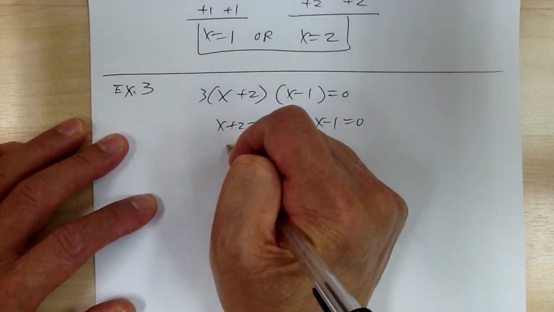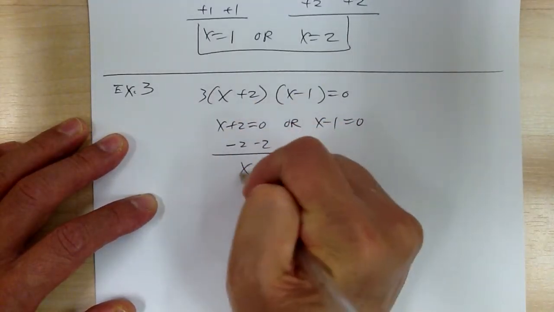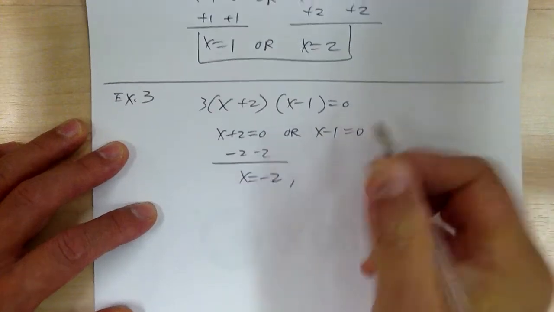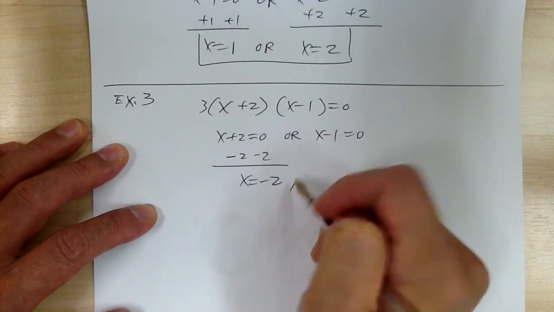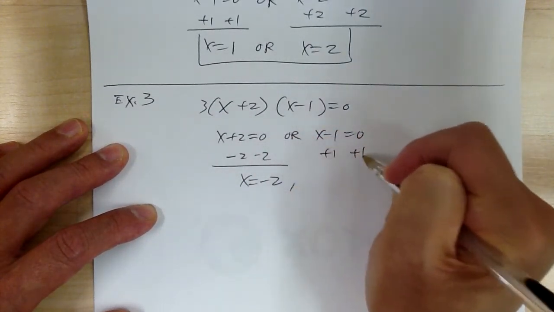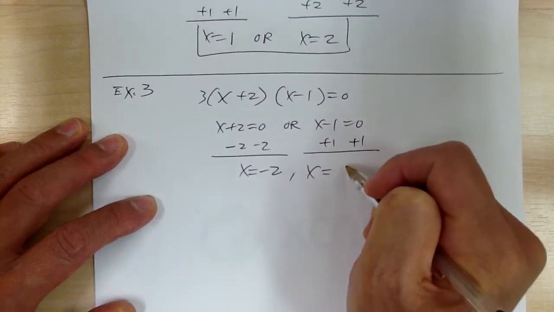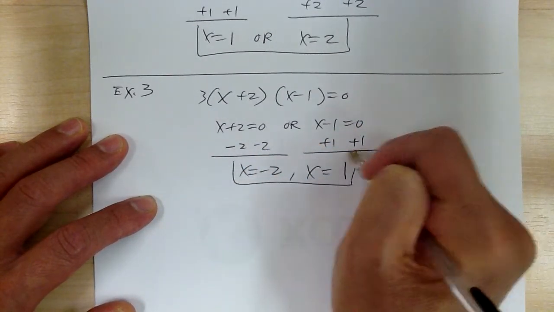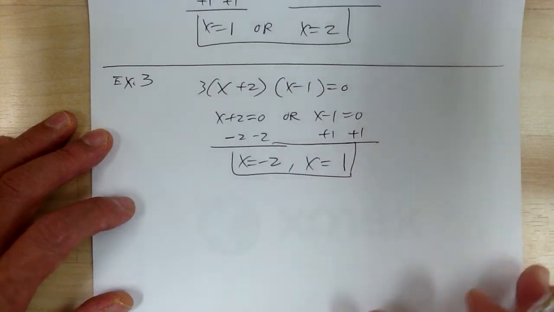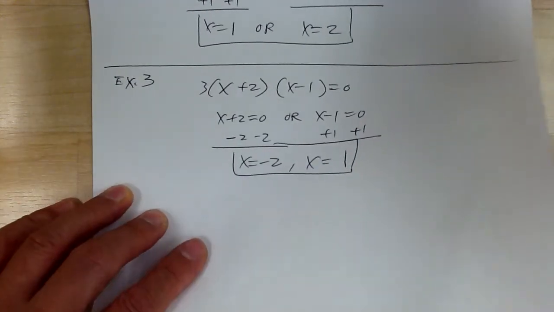So you can have minus 2 on both sides. So you're going to have x equal to negative 2. Now you can write the word or you can use the comma. So plus 1 on both sides. So you're going to get x equal to 1. And so those are your 2 answers. Okay. Now let's go to example 4.